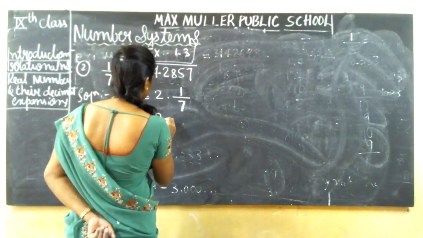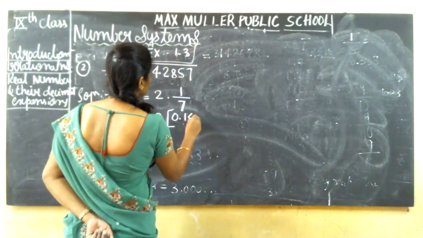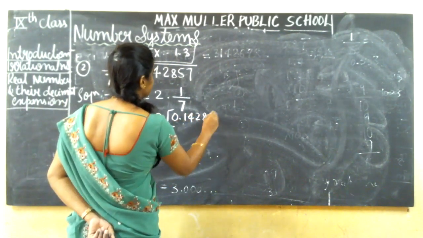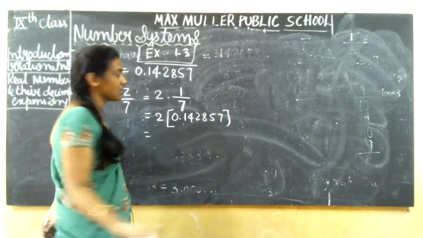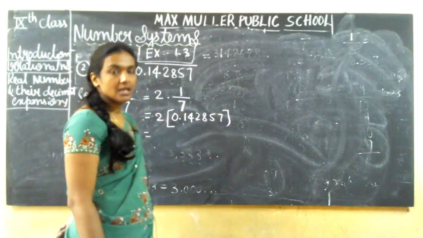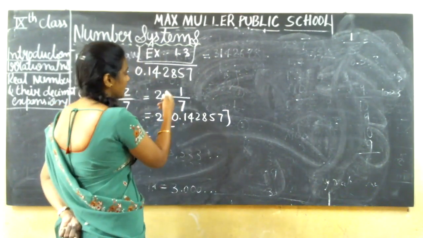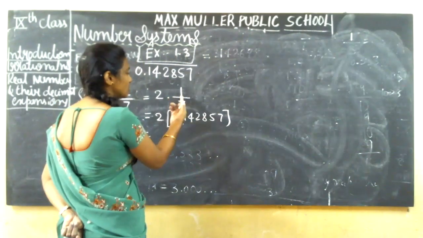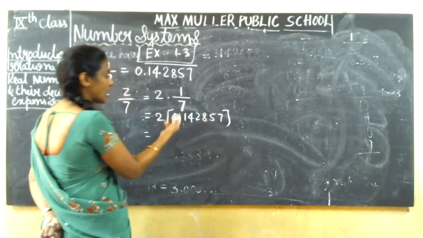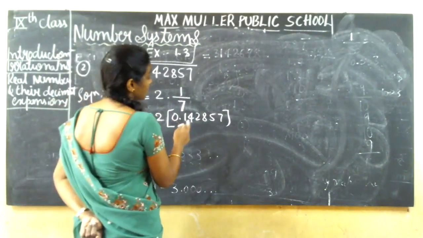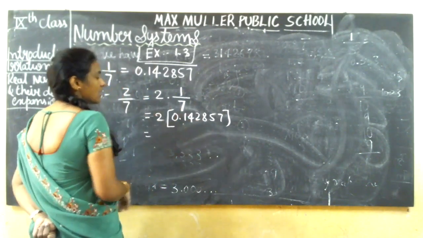As we know, the value of 1/7 is 0.142857. Now you just multiply this and this, and you'll get the answer for 2/7. There is no difference in writing 2 into 1/7, because when you multiply these two, you get 2/7 only. Instead of writing 1/7, I'm writing the value 0.142857 and multiplying it with 2. You will get the answer.